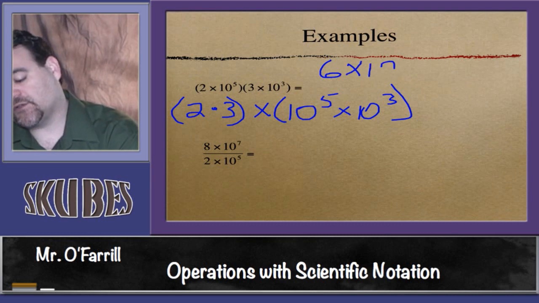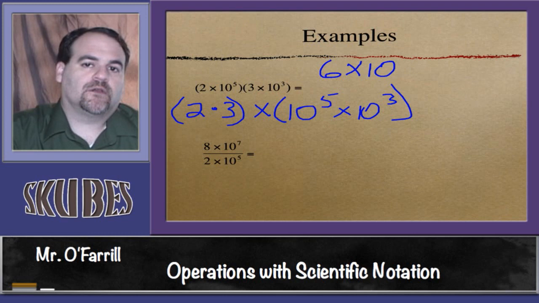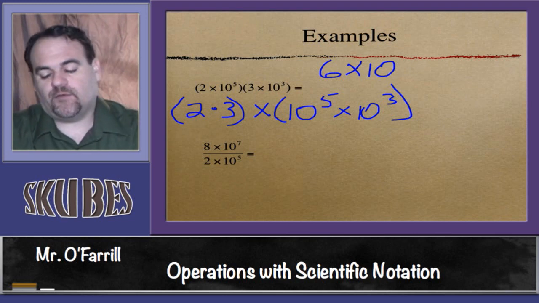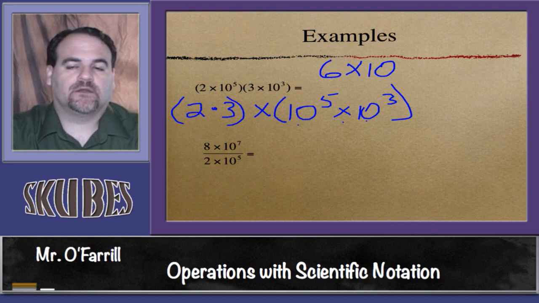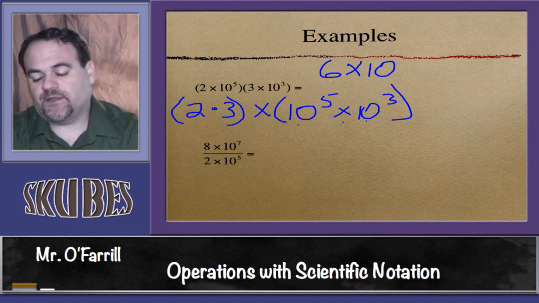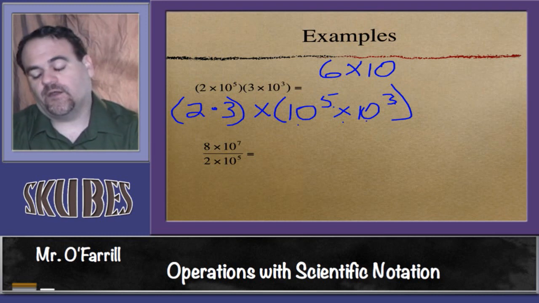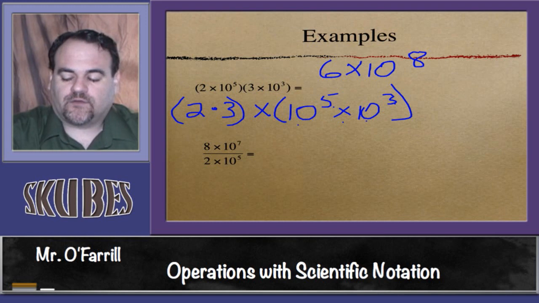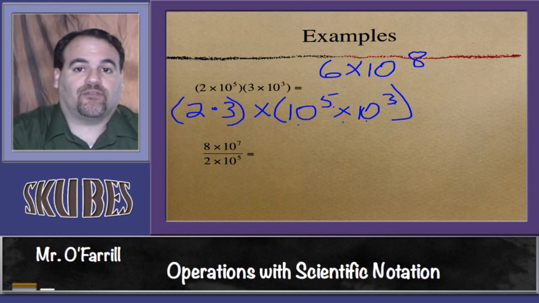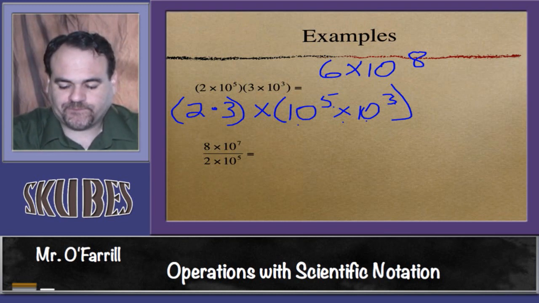Times 10 to the, and this is a time when you can remember your rules for exponents. What do you do if the base is the same? We're multiplying them together. What do you do to the exponents? You add them. 5 plus 3 is 8. So it's 6 times 10 to the 8th. A lot easier than having to multiply off and carry all those zeros and everything like that.